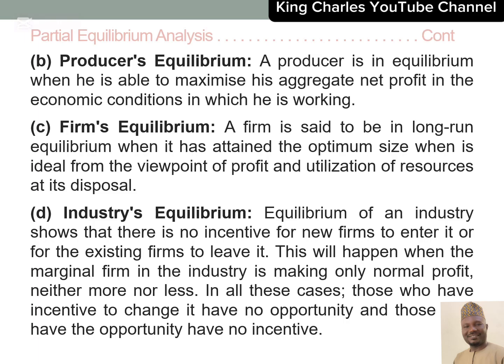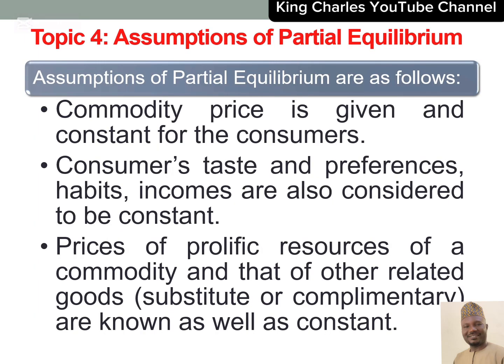What are those factors, or how is this equilibrium reached? Now, we go to the assumptions. Partial equilibrium analysis cannot hold without these assumptions. One, the price of the commodity is given and constant for the consumer, which means it doesn't change. Consumer taste and preference, habit and income are also considered to be constant.